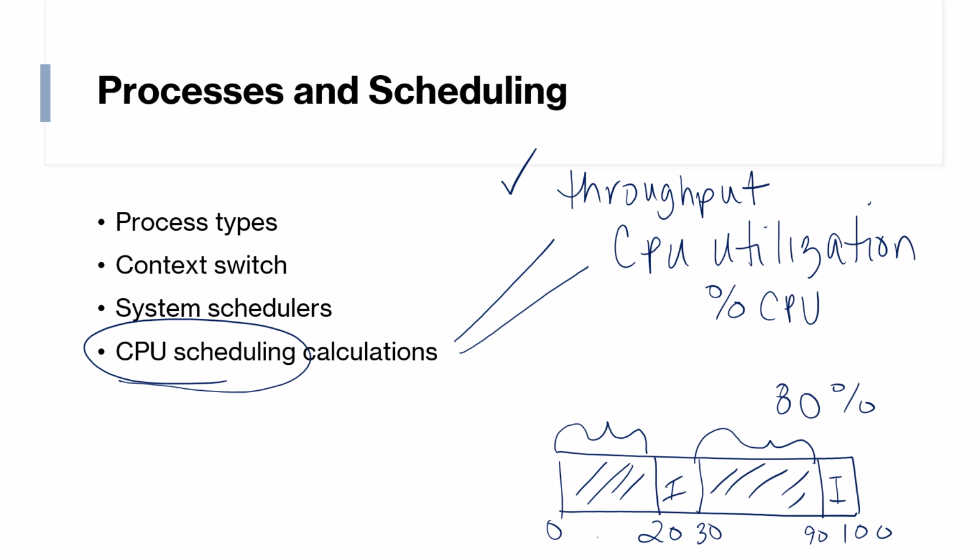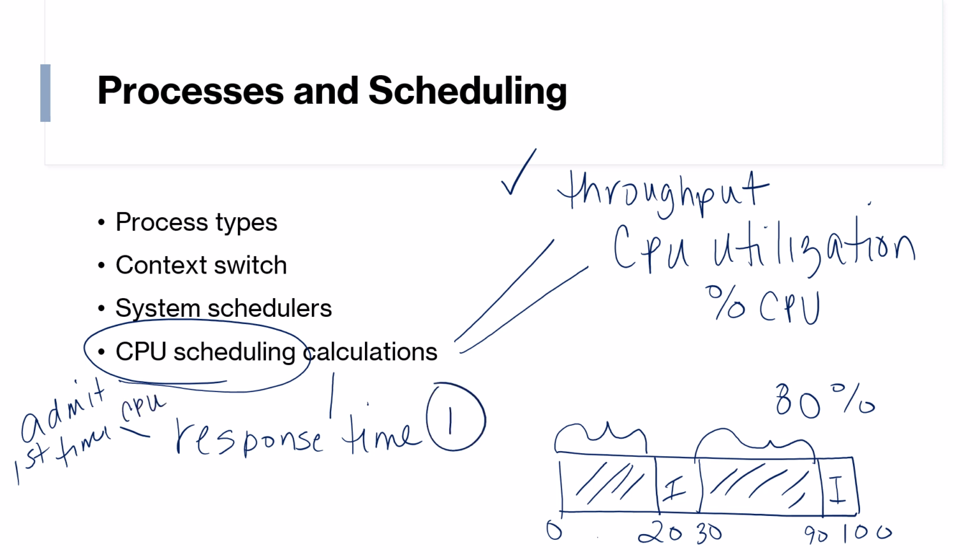Other calculations we're going to do are to evaluate and compare different algorithms. We have response time. That's a one-time measure from when the process gets admitted. It goes from admit to the first time on the CPU. So your processes get admitted into the system, and if there's something else on the CPU, they're going to have to wait, right? So response time is a one-time measure from the time when it gets admitted into the system until the first time it gets on the CPU.